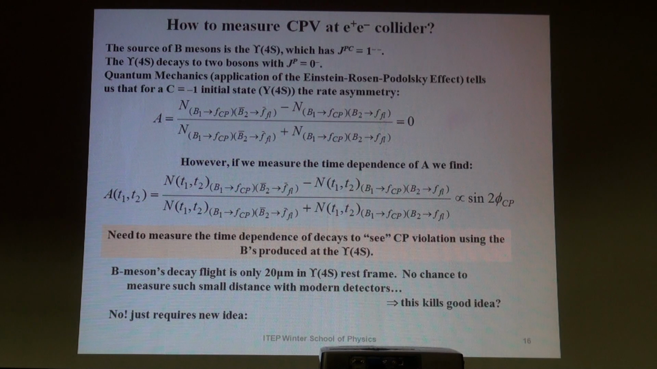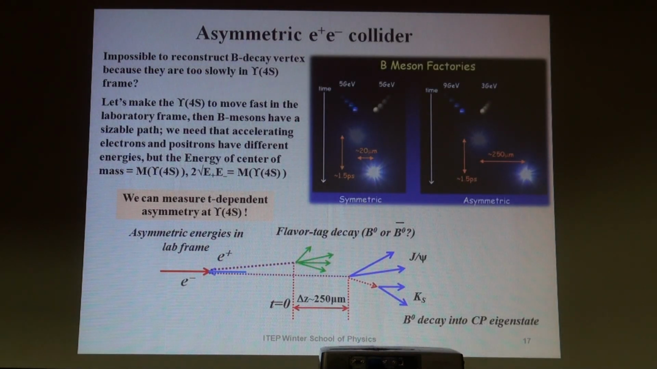But it's not true. There was a good idea suggested in the beginning of the 90s by Alexander, who suggested to have a boosted center of mass. If B mesons don't like to fly, we can make them. We just need to make the Upsilon 4S move in the laboratory system. This is the picture when we have equal energy of electrons and positrons. In this case, the distance between the two B decay vertices is only about 20 microns. And if we use, for example, 9 GeV electrons and 3 GeV positrons, the distance between them will be quite big. It can be measured because presently, using vertex detectors, we can achieve an accuracy of about 50 microns.